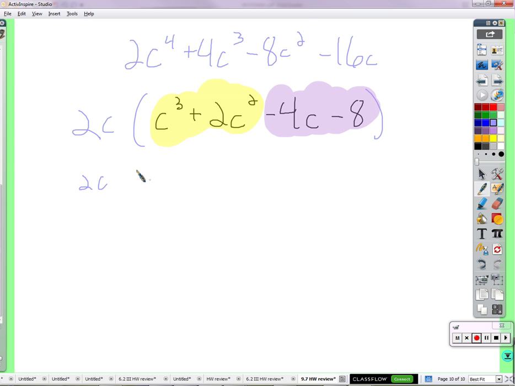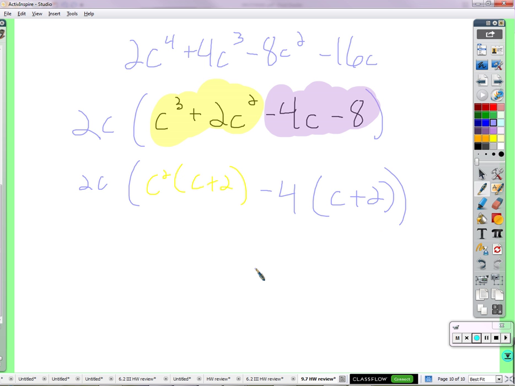We've got 2C times. What do these two have in common? C squared. C squared, so we got C squared times C plus 2. And then we have, what do these two have in common? A 4, but as I've said, if the first thing's negative, factor out a negative. Negative 4, leaving us with C plus 2.